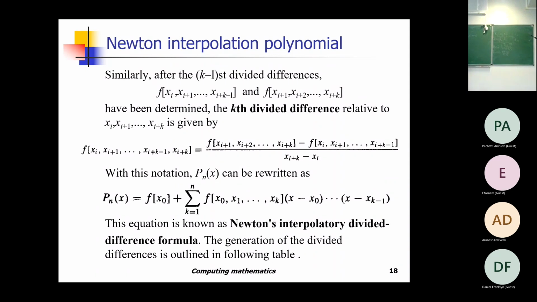How to write a polynomial of degree 2? It will be the polynomial of degree 1, the previous polynomial, plus f of x0, x1, x2 times (x minus x0)(x minus x1). I add one more term to the previously defined polynomial. And so on.